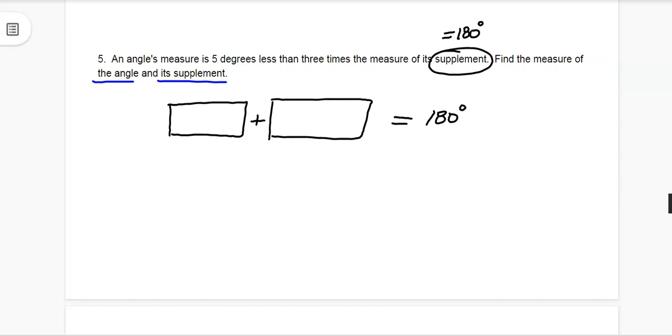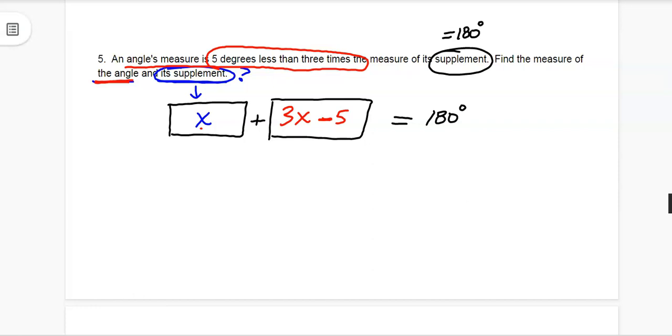Here's my two angles. And I kind of showed you guys how to do this with algebra. We don't know anything about its supplement. They give me no clues for that. So we're going to call him X. Now the other one, we do know something about the angle. It said the angle's measure is 5 degrees less than 3 times the supplement. So if he's the supplement, I need to be 5 degrees less than 3 times the supplement. Now, if they would have said more than, you'd put a plus sign. But 5 less than, you put a minus sign.